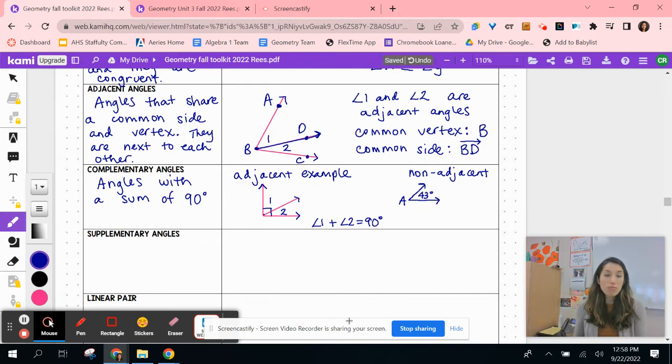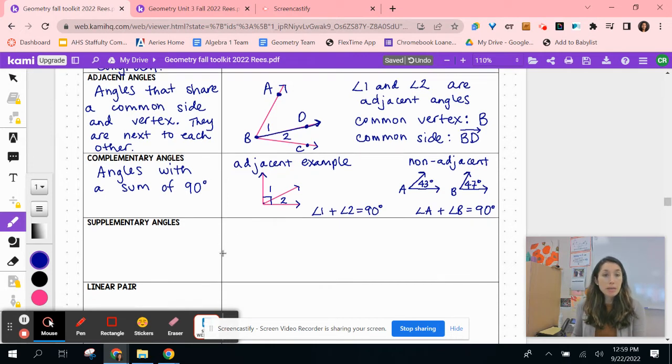Okay. Now, in terms of adjacent, this one doesn't have a common side, but let's just draw another angle here. Let's call this angle B, and I'm going to say that it's 47 degrees. Well, 43 plus 47 adds up to 90, so I should be able to also say that angle A plus angle B equals 90 degrees. Those are complementary. So, two examples of complementary angles.